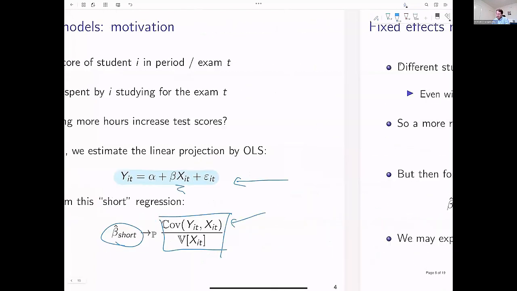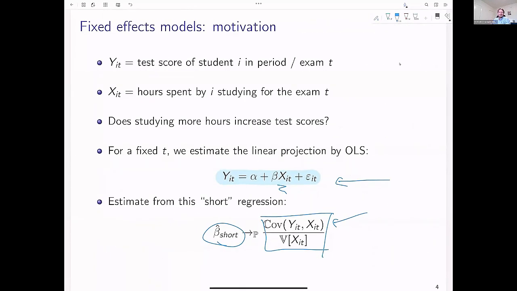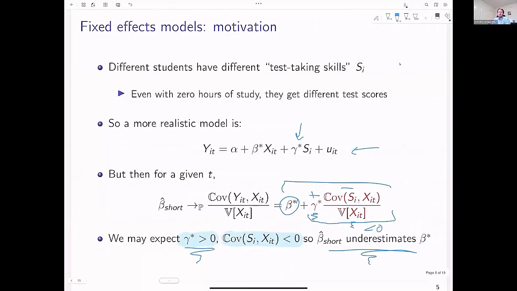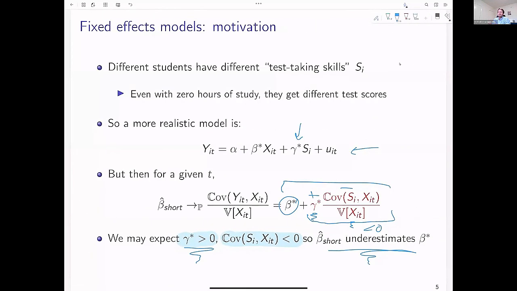Okay, so again, if you run this regression and maybe that beta hat is close to 0, and that seems a little bit counterintuitive for you, maybe the problem is that you have an omitted variable bias because you're not controlling for test-taking skills. Okay? Before I move on, any questions, any clarifications?